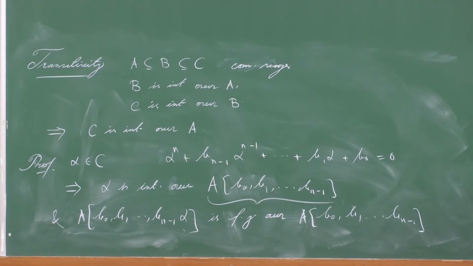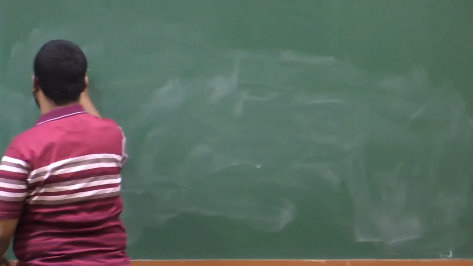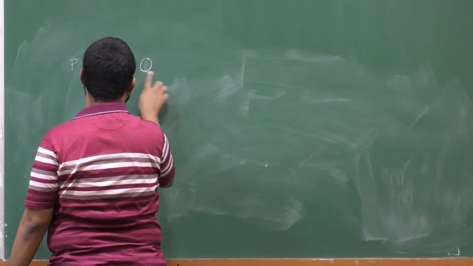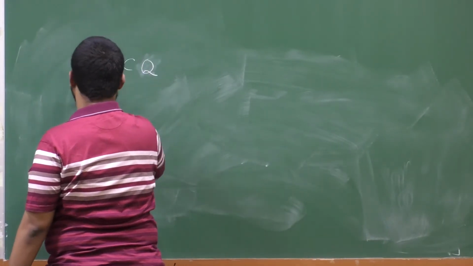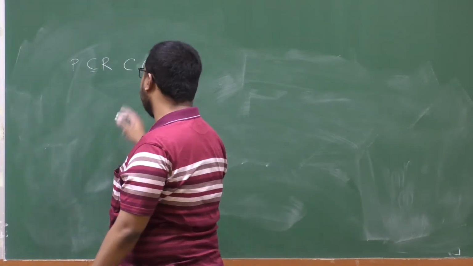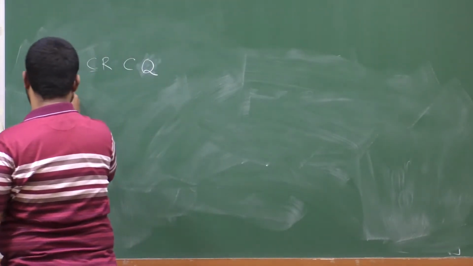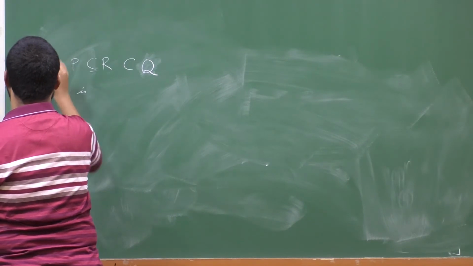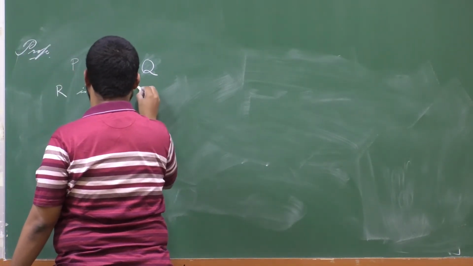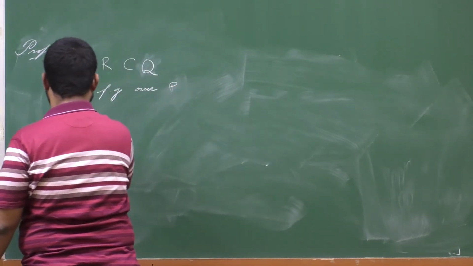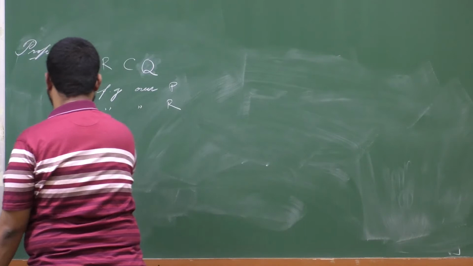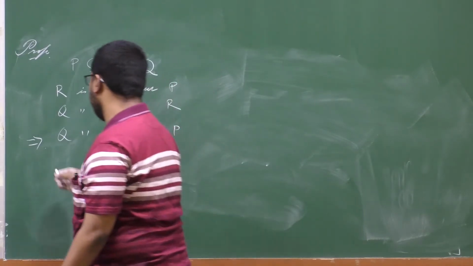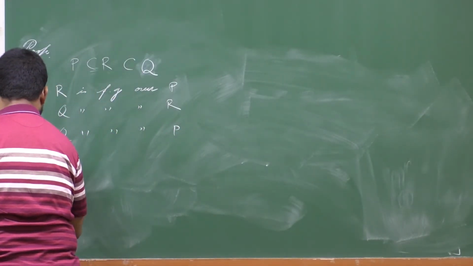If we use different notations, let's say P, R and Q, suppose these are commutative rings. If R is finitely generated over P and Q is finitely generated over R, then that will force Q to be finitely generated over P. You can put this as a general proposition. In fact, the same idea we have used earlier. The way to prove it is exactly similar to what we have done earlier.